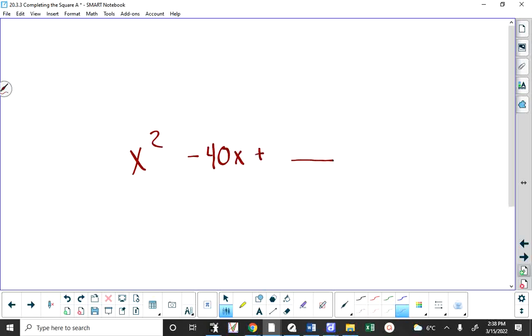If I told you that this is a perfect square trinomial, but I didn't tell you the constant term, you should be able to figure out the constant term. You would take negative 40 and divide it by 2 and get negative 20, and you would square that and get 400.